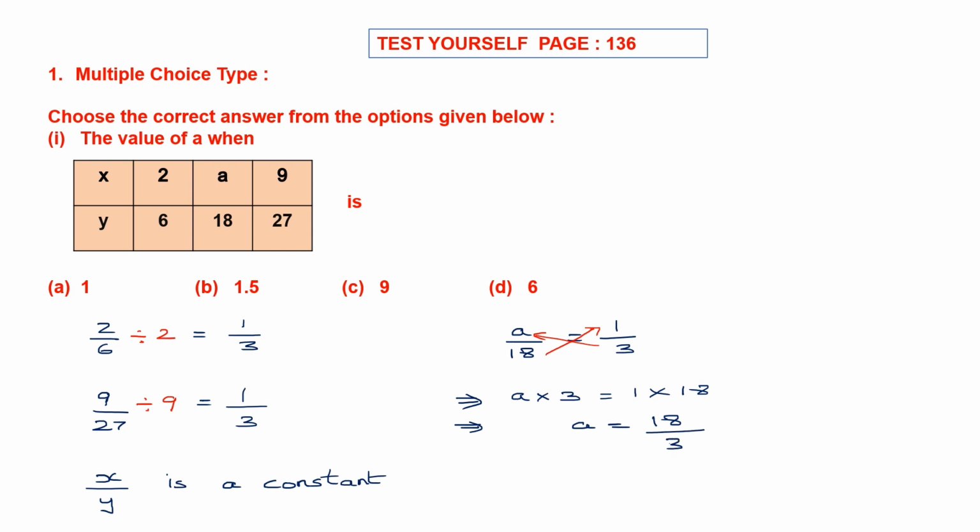Now let's cancel. 3 ones are 3, 3 sixes are 18. So A is equal to 6 by 1 or the value of A is equal to 6. 6 by 1 is equal to 6. So this is our answer and that here is option D. Option D, 6. This is our answer.